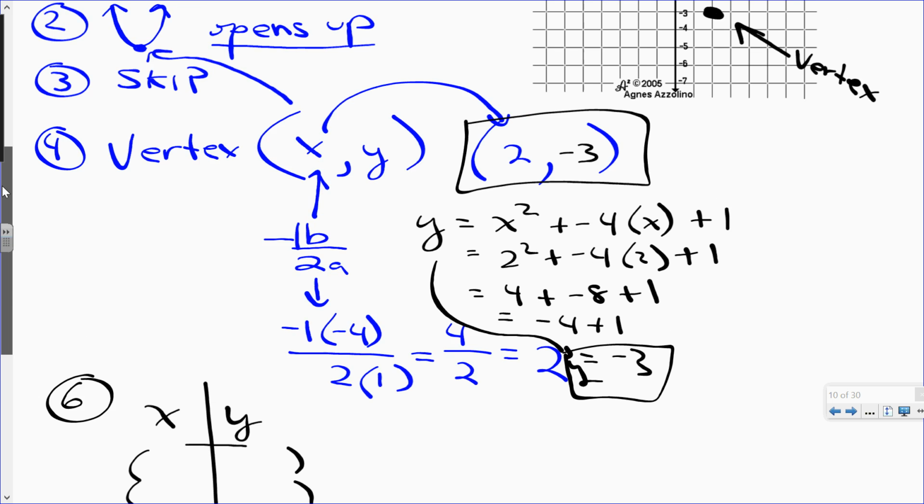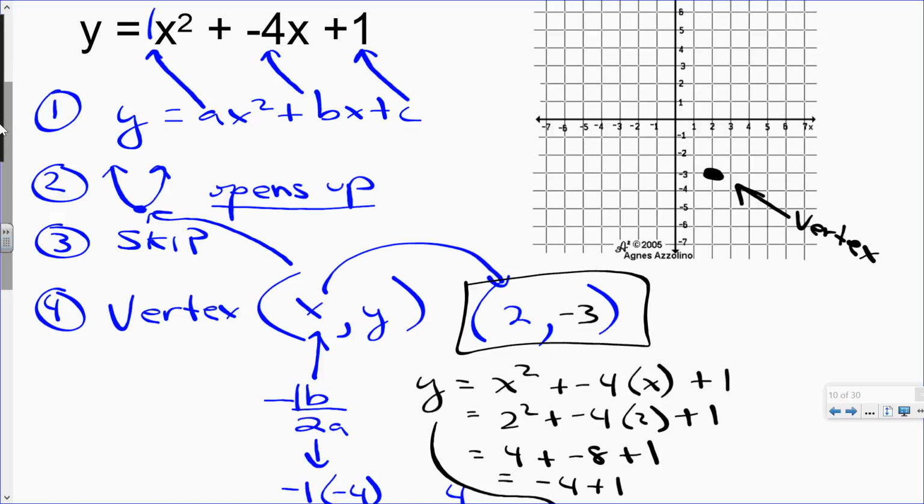Let me go back to my graph up here. Here's my vertex here. Here's my x value. Look at my x-axis right here. What x value should I pick to plug into this equation right here? Well, 3 to the left and 3 to the right of the vertex. Valencia, which one?